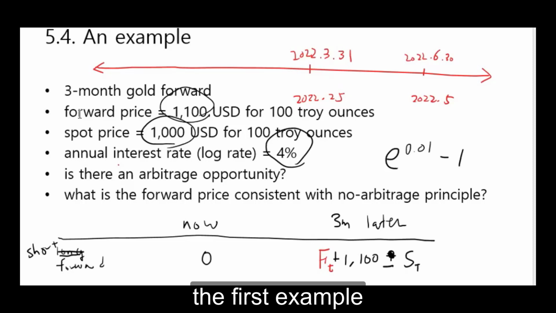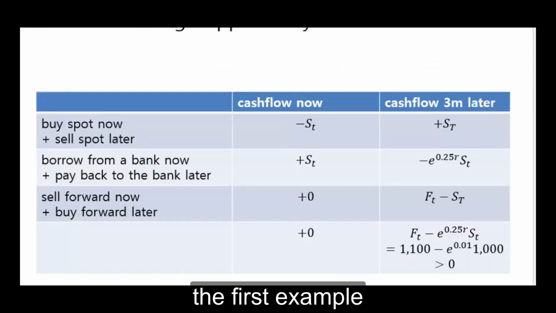I think I wrote it here. Is it exactly the same? Yes, it's exactly the same. So let me just use this table since I already wrote it down with the same notation. So again, there are 3 components. So you have a short forward position.